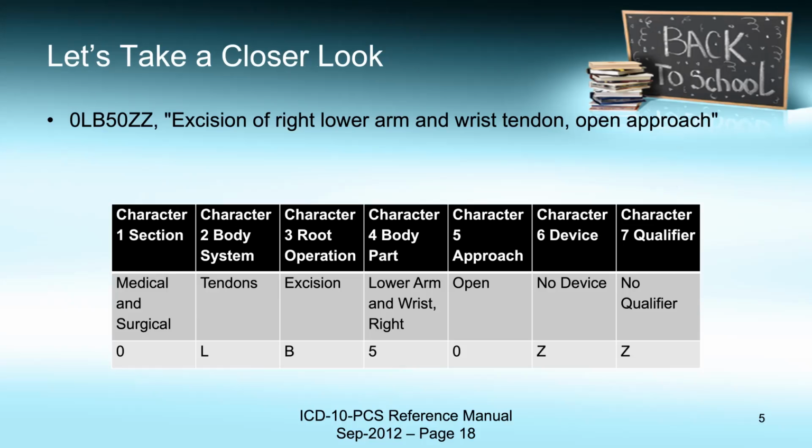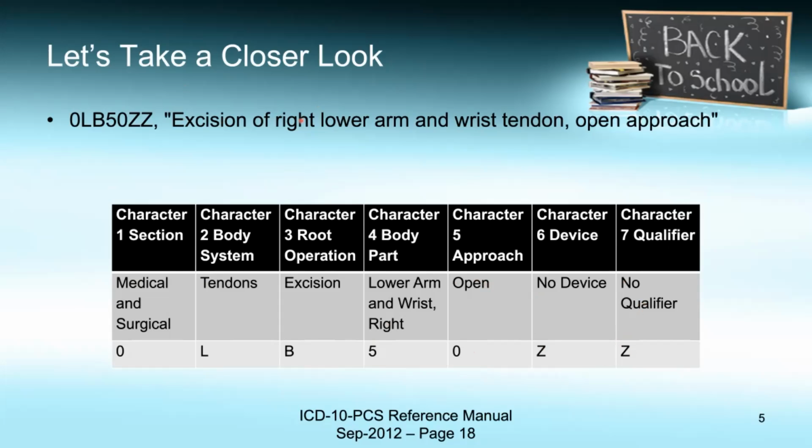So let's take a closer look. When we say all 7 characters, you can see here what each character represents, which I just went over. That section, body system, root operation, body part, operative approach, device, and qualifier. So you assign a character value for each one of these, and that value has a specific meaning. Let me turn on my laser pointer here, and you can see here. So our first character is section. So this value 0 equals the medical and surgical section. This character value L equals tendons. B is excision. 5 is lower arm and wrist. 0 is an open approach. Z, no device, and Z, no qualifier.